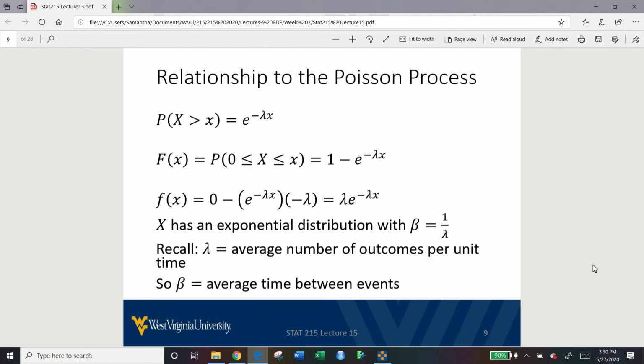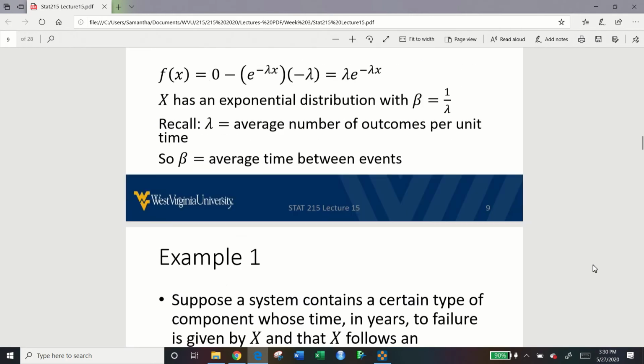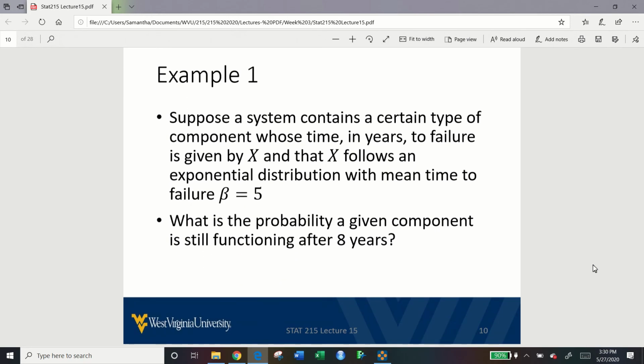Therefore, X has an exponential distribution with β equal to 1 over λ. Now we can recall that λ is the average number of outcomes per unit of time, so therefore β is actually the average time between events. Let's take a look at an example of this.